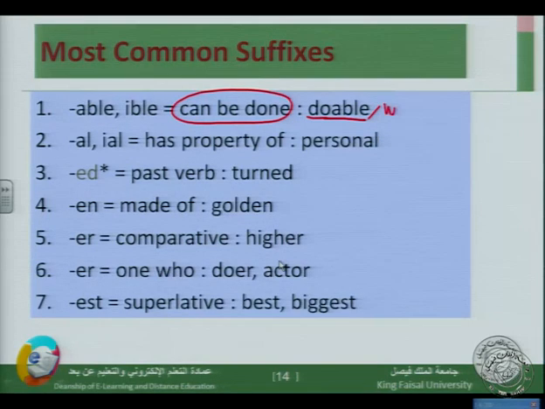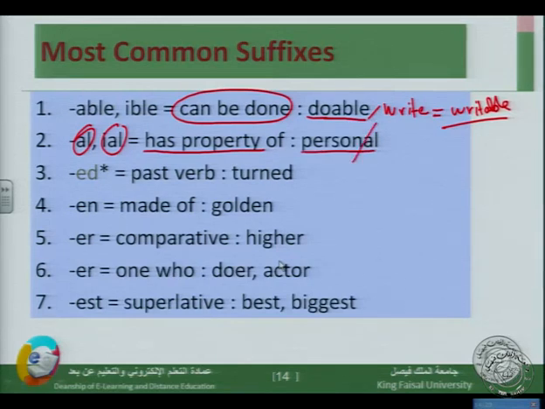For example, write. You say something can be written, you should say writable. Writable, right? Readable, and so on. Also, we have al and al. They have the same meaning, like they mean has a property of, or maybe you can say having. Like the word personal. Person, shakhs, personal, shakhsi.